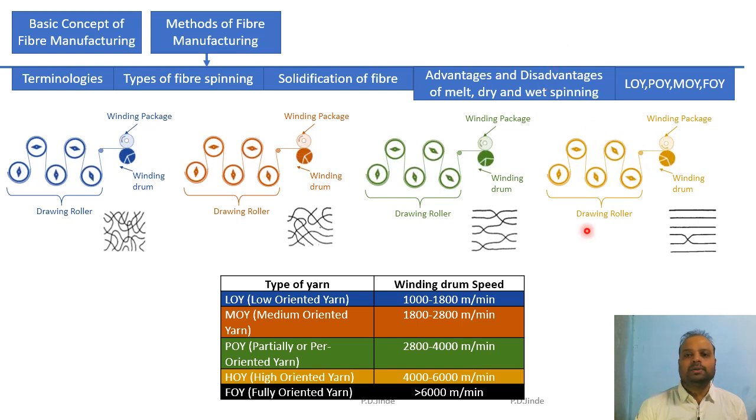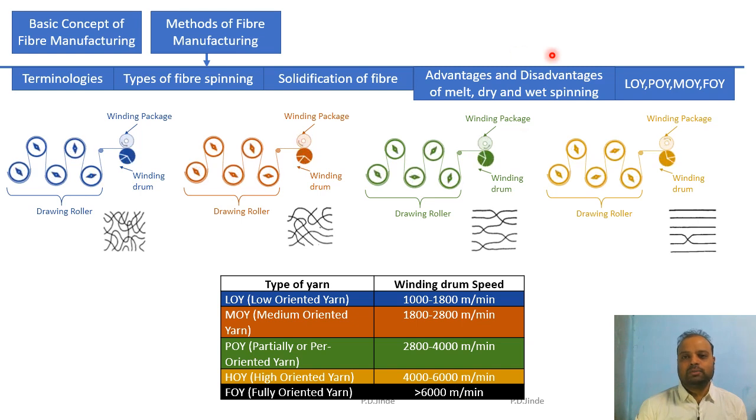So what has happened to this yarn? Now the molecular chains in these yarns are more oriented to the axis of the fiber relative to POY, MOY and LOY. You can see clearly this molecular chain arrangement is somewhat oriented to the axis, right? And this happens because higher stretching takes place in the drawing process, and winding takes place at a higher speed, about 4000 to 6000 meters per minute.